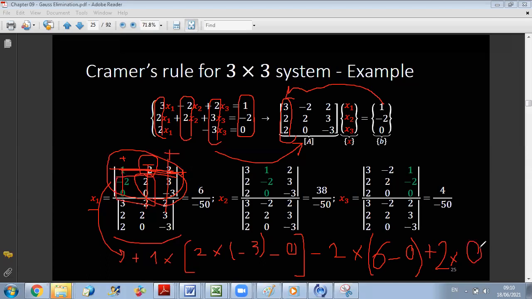Now I will repeat this procedure of calculation of determinant for all of these. And once you calculate the determinant of A, you will use it here and you will use it here. So you still have to compute the determinant of this matrix and the determinant of this matrix, and you can get the values of x1, x2, and x3.